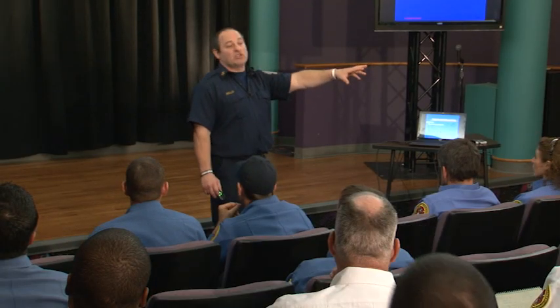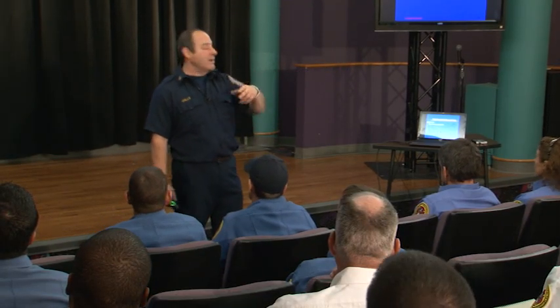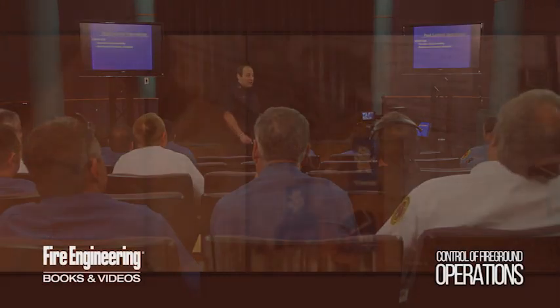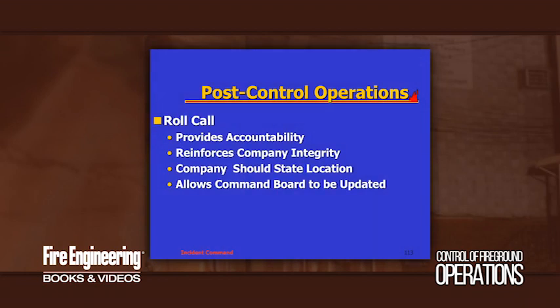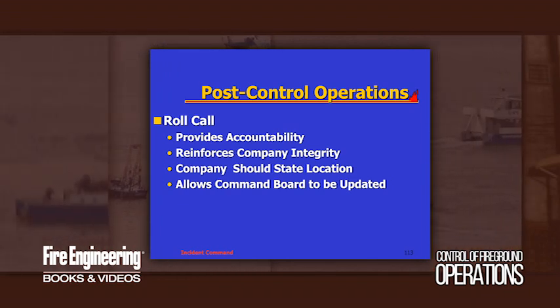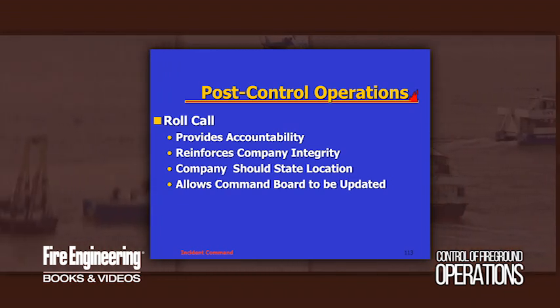If I have a lot of companies on scene, I may do one alarm worth of companies at a time. Give me a roll call of all first alarm companies. Give me a roll call of all second. But it provides accountability, reinforces company integrity, right? Because if you don't know where one of your guys are and you know we're giving you a roll call, what do you got to do? I got a roll call coming and one of your guys, you're not sure where he is. You better find out real fast or now we got a problem, right?